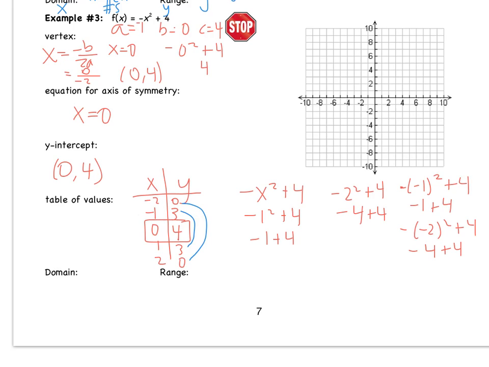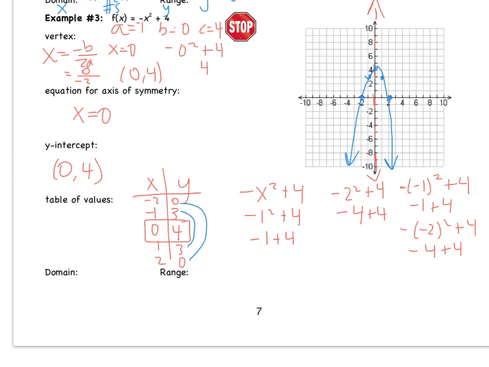The first part that I'm going to graph is the axis of symmetry, which in this case is just our y-axis. So our vertex is 0, 4, right up here. And then I have 1, 3, and negative 1, 3, and 2, 0, and negative 2, 0. Okay, I always like to ask myself, does this make sense? Does it make sense that my parabola is opening down? Well, I have a negative a value. I have a negative x squared, so it should be opening down.